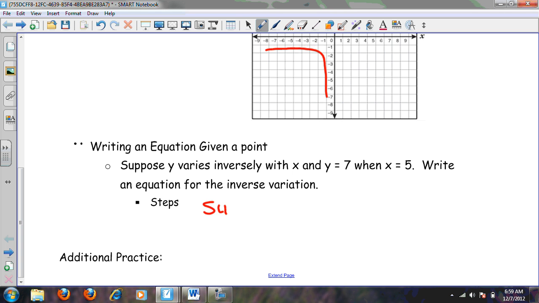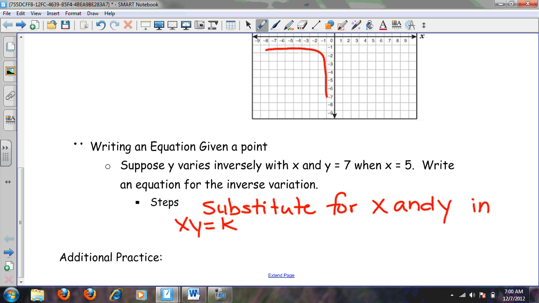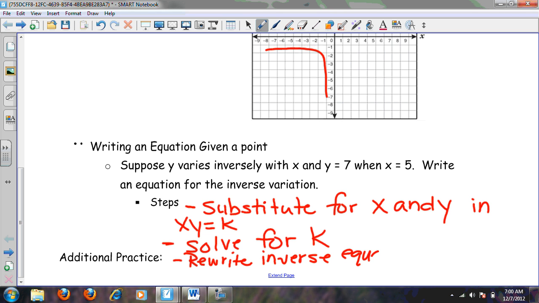We substitute for x and y in xy equals k, and we solve for k. Then we rewrite the inverse equation with k.